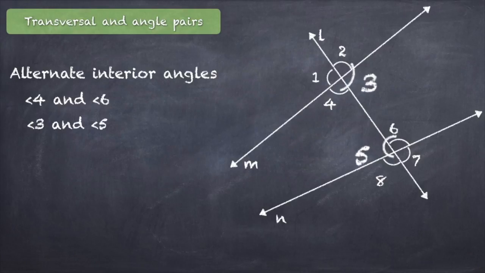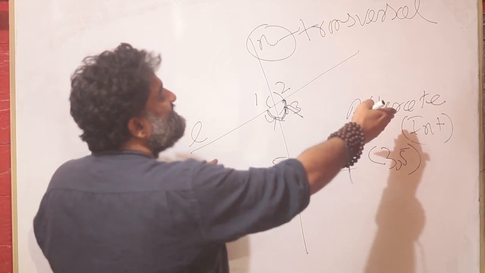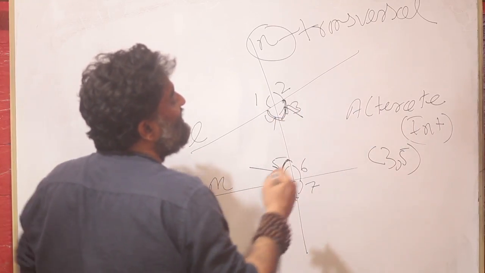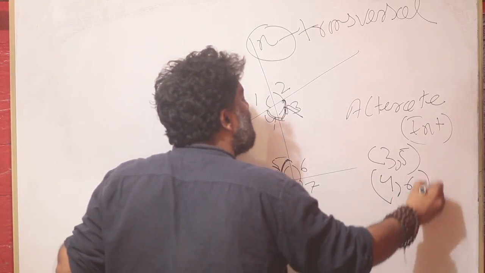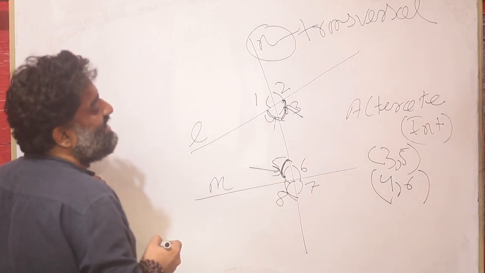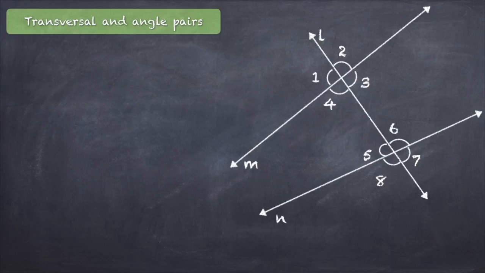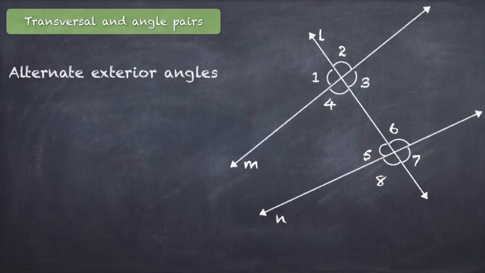So if I look at alternate interior angles, angle 3 and angle 5 are a pair. Why? Because they are both in the interior, and I am saying alternate, and I see they are on alternate sides of the transversal. Similarly, angle 4 and angle 6 are also a pair of alternate interior angles. If I just remove this interior and replace it with exterior, that means I am talking about beyond the lines, right? Not between them but beyond them.